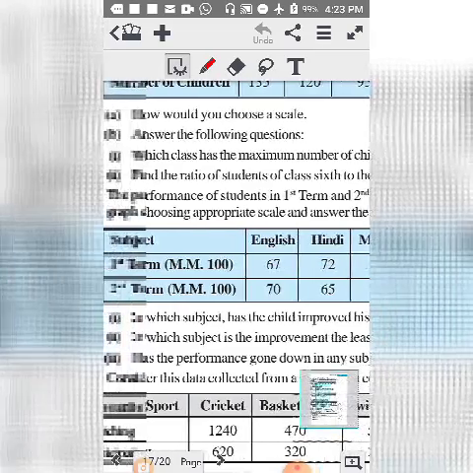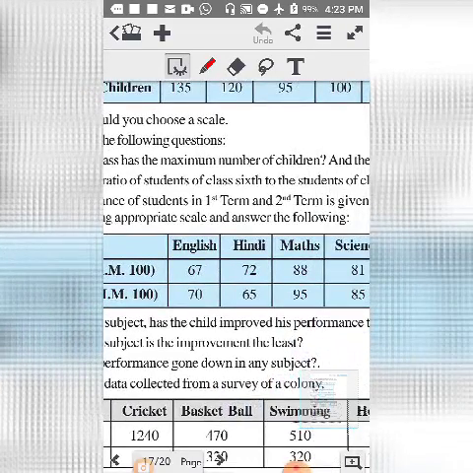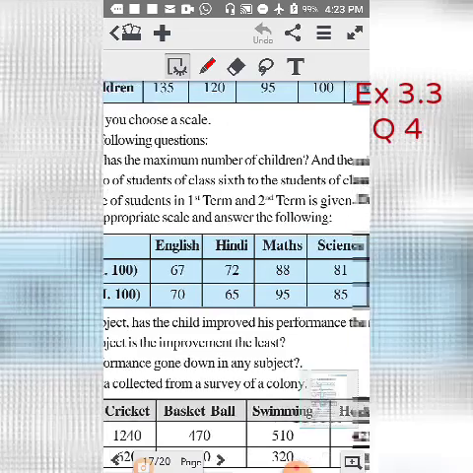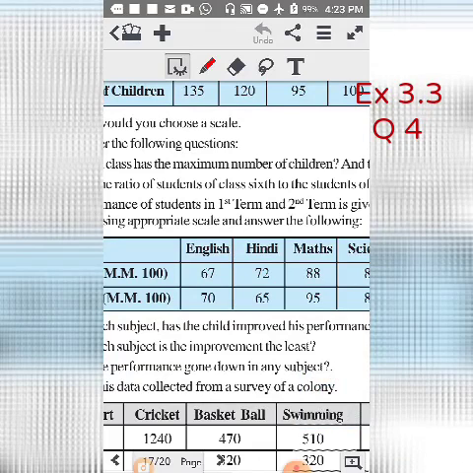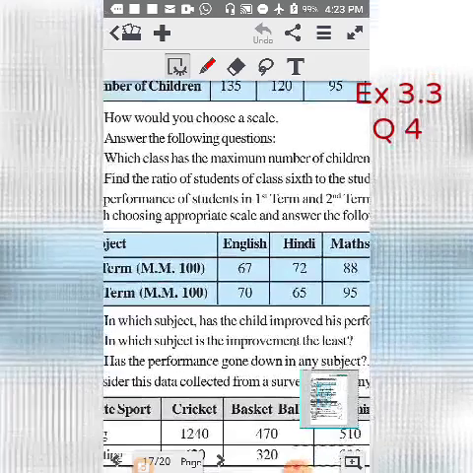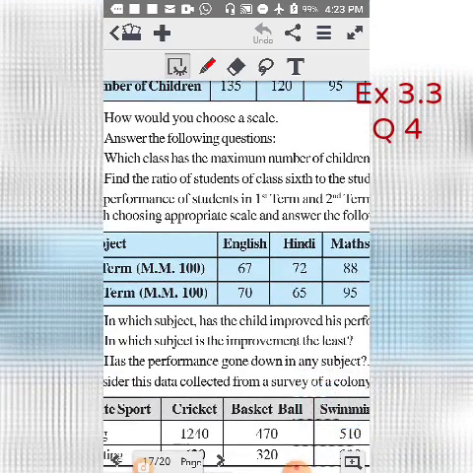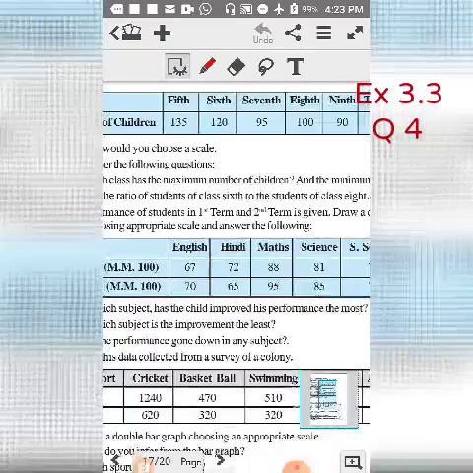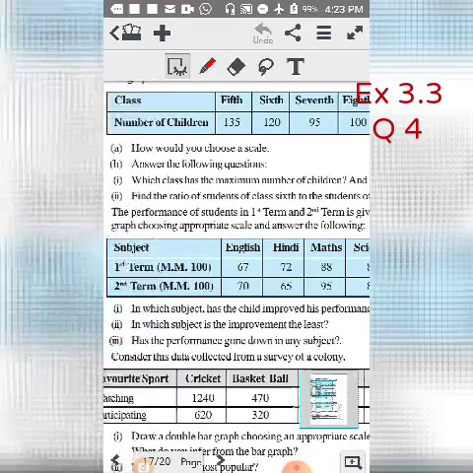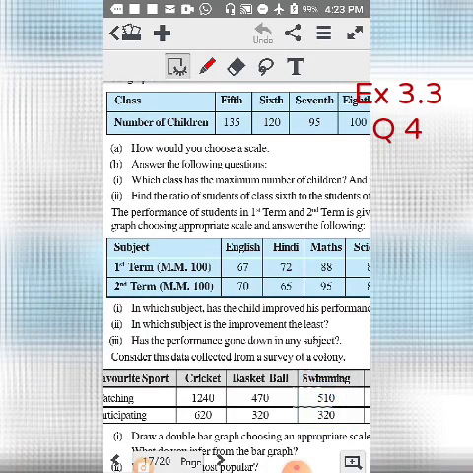Here the numbers are marks. So marks are 67, 72, 88. You can take a scale of 10, 20, 30, 40 on the left side and then make the graph. You have to write in which subject the child has improved his performance from first term to second term. In the first term, which subject the child scored less, and in the second term which subject he has scored more.